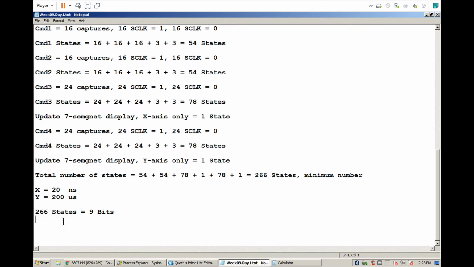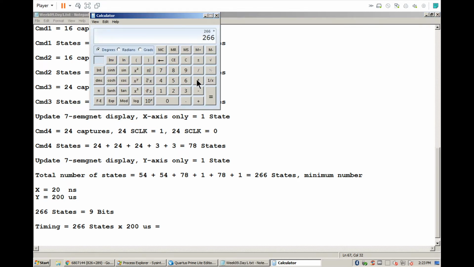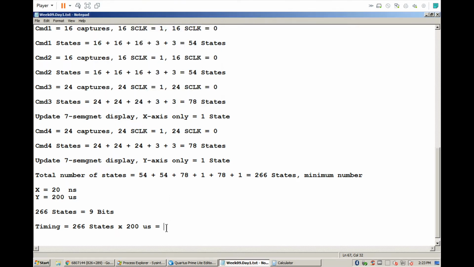So if you do the math, we know 266 states is the minimum we need. So you do the timing calculation. 266 states times 200 microseconds per state, okay, is going to be equal to, let's do the math, 266 times 200 divided by 1 million. It's about 53.2 milliseconds. Okay.